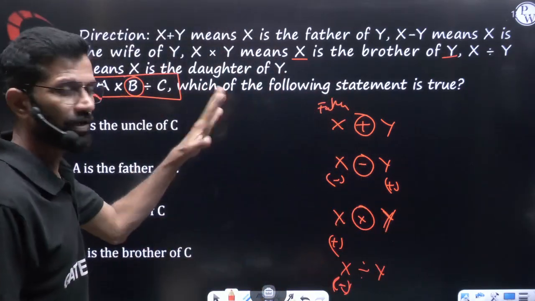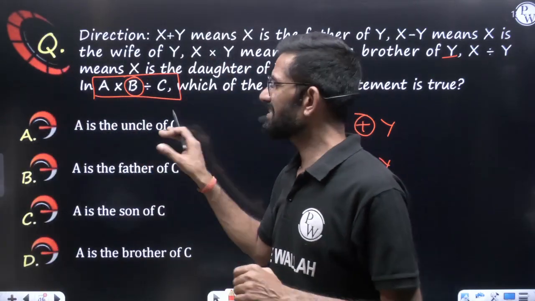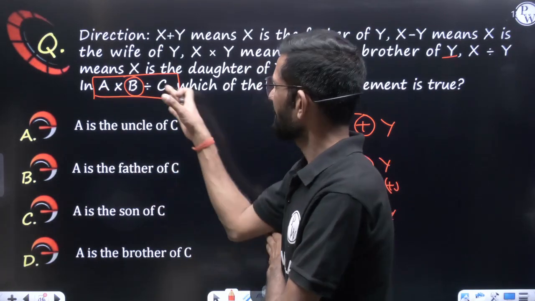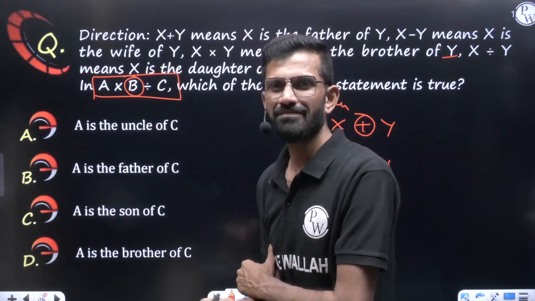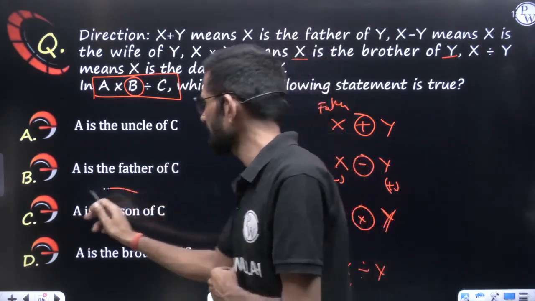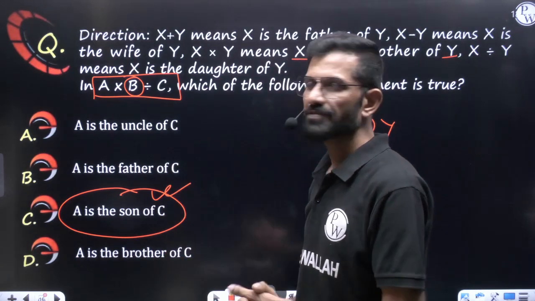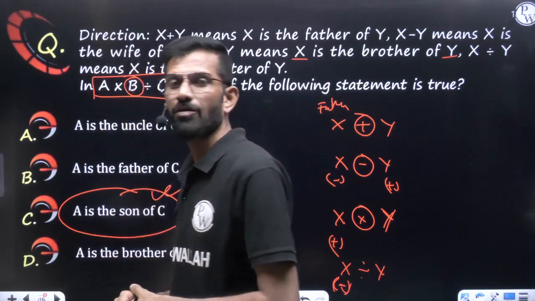Now, which of the following statement is true? First option, A is the uncle of C. How can A be the uncle? A is actually the son of C. Second, A is the father of C. No, A is the son. Third, A is the son of C. Yes, this is the exact answer. And the last one, A is the brother of C. No. So, you got it. The answer is option C, A is the son of C.